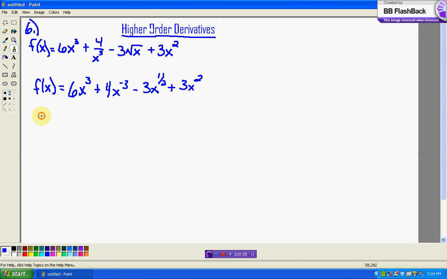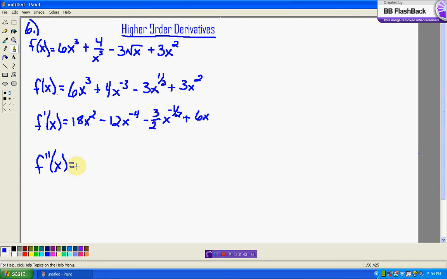So first we're going to do the first derivative, or f prime of that. So we bring down our 3, we get 18x squared minus 12x to the negative fourth minus 3 halves x to the negative 1/2 plus 6x, just x. Okay, that's just taking the regular derivative. And now there's no need to get rid of the negative exponents yet, because we're going to have to take the derivative again anyway. So we take the derivative of the derivative, and that is the second order derivative.